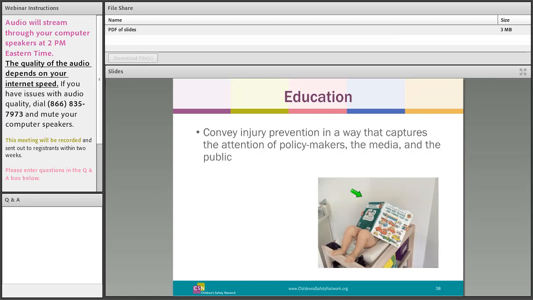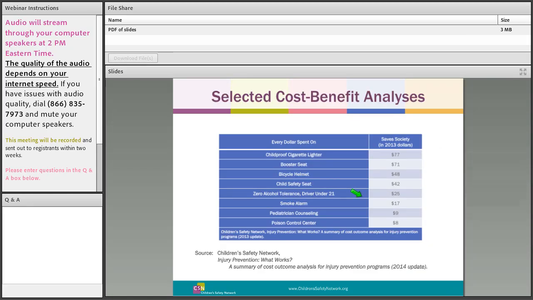And then in education or communication, the message is really important. So we want to convey injury prevention in a way that captures the attention of policymakers, the media, the public, or stakeholders, injury prevention experts, etc. We know that there's value in prevention, and this is one way to communicate that. It shows the value of prevention when making decisions with limited resources.